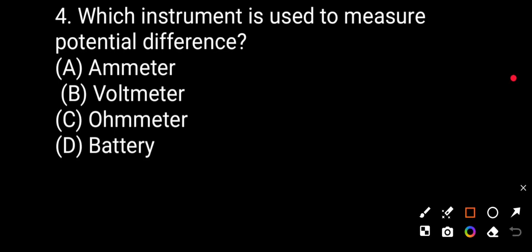Question number 4. Which instrument is used to measure the potential difference? Ammeter, voltmeter, ohmmeter, battery. The correct answer will be voltmeter.